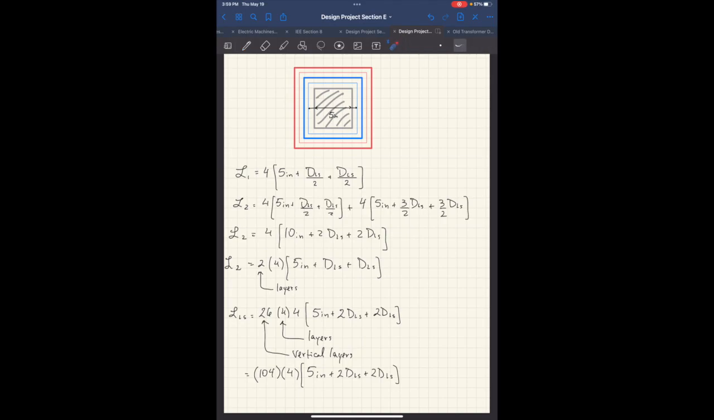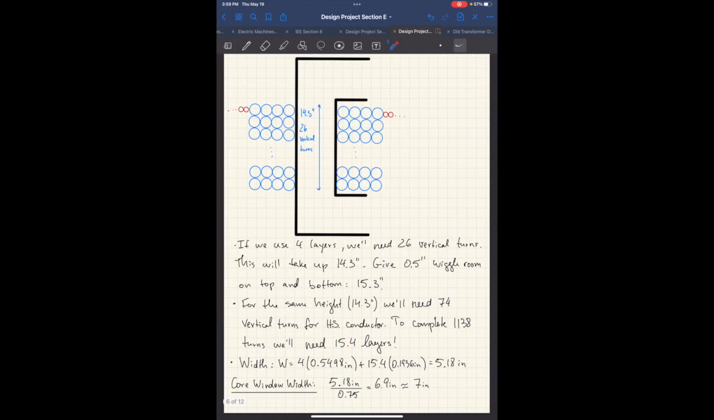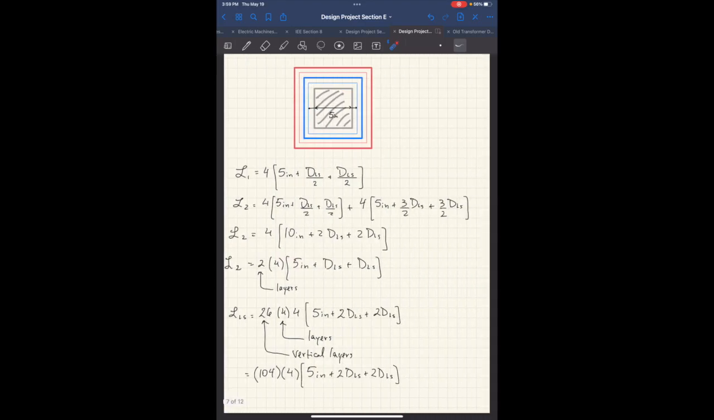So, how do we do it again? Let's review. The expression in the square brackets corresponds to the midpoint length. It's going to be the 5 inches here plus 2 diameters on this side plus 2 diameters on this side. Now, you have 4 of them, right? Because it's a square core. So you multiply by 4 to account for the square, right? You have 1, 2, 3, 4. And then finally, you multiply by how many overall turns you need, which in this case is 104.